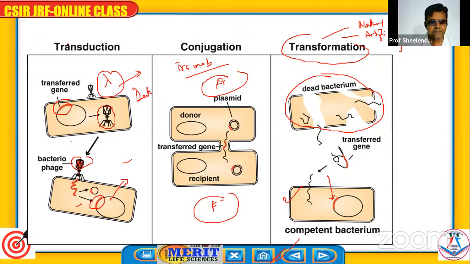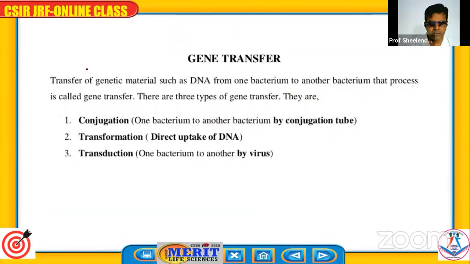So these are the three basic mechanisms of horizontal gene transfer: transduction, conjugation, and transformation. In one sentence, how can we define conjugation? Conjugation is the transfer of a gene from one bacterium to another by a conjugation tube. And what is transformation? This is the direct uptake of DNA. And transduction is transfer from one bacterium to another by viruses.